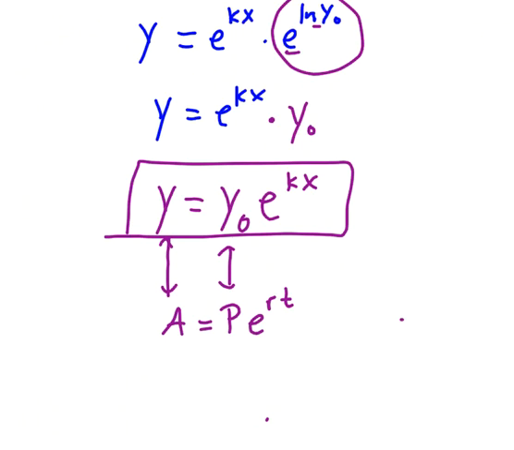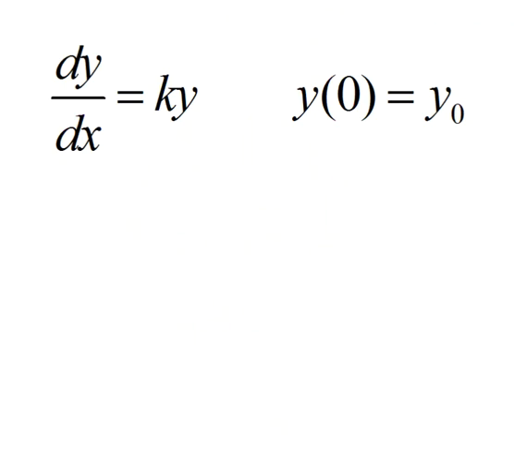So how do we use that? Well, anytime I have dy/dx is equal to ky, and there's that initial value, we know that this is always going to come out as y equals y0 e to the kx.